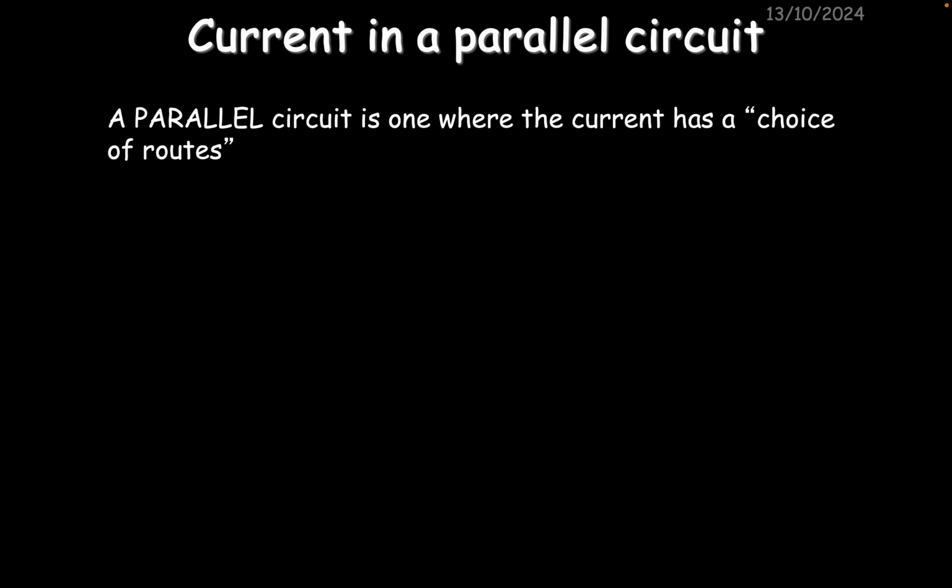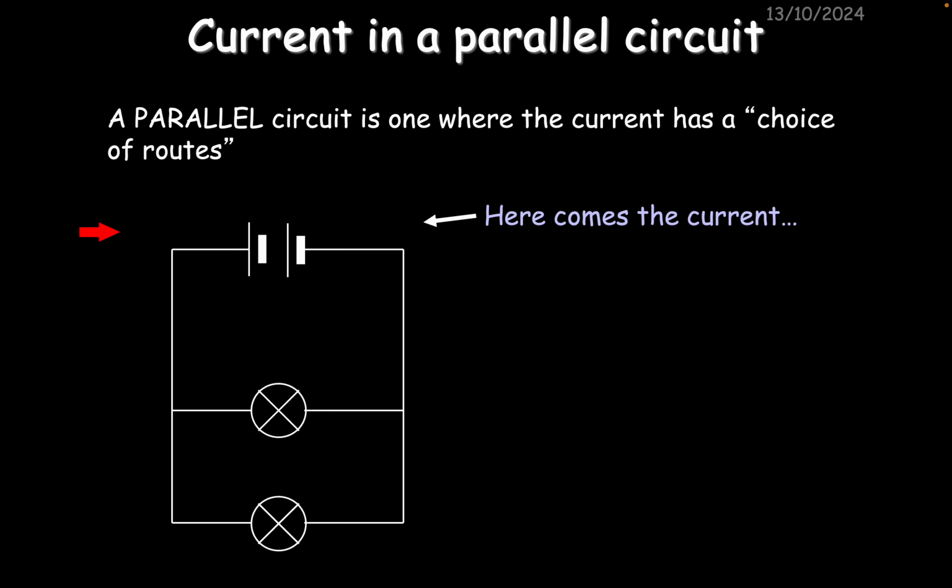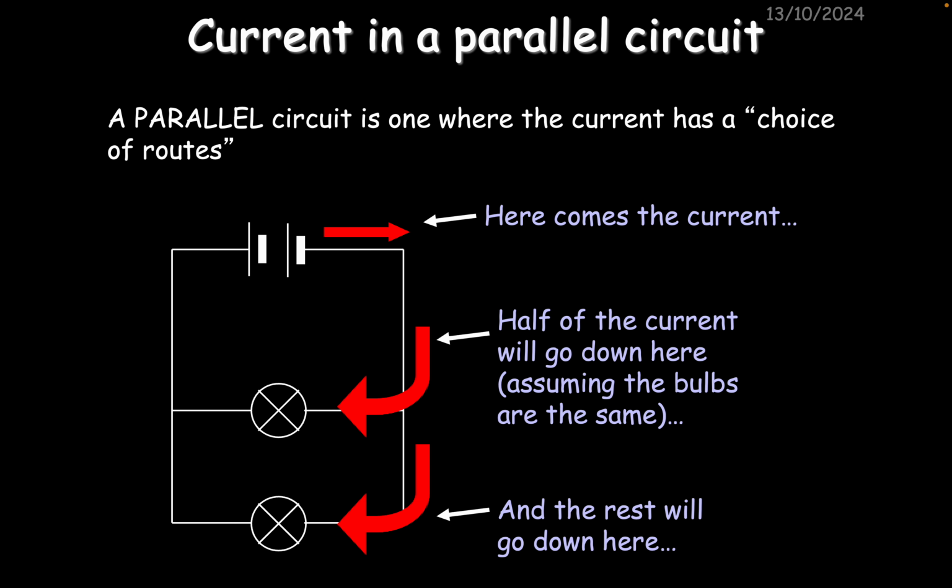And current in a parallel circuit, however, has a choice of routes. If the current is going this way, it's going the wrong way. Look, it's not conventional current they've drawn here. The current is going one way, it will split between the two bulbs and then join up when it comes to the other side. And if they're identical bulbs, they will get exactly half the current each, and they'll join up.